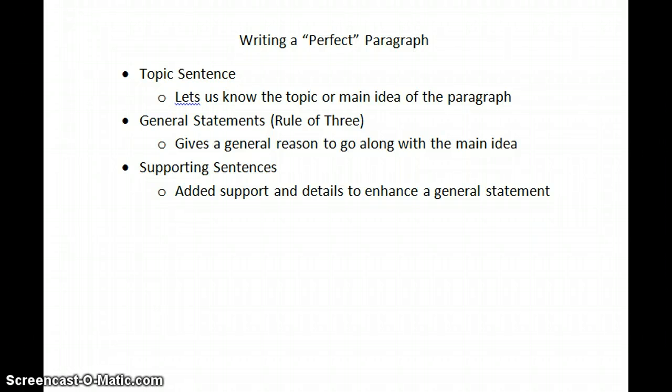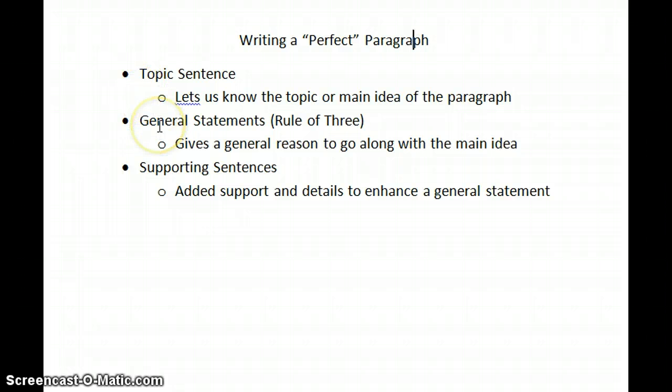The first things you need to know are what a topic sentence is, and then general statements and supporting sentences. A topic sentence is just a sentence at the beginning of the paragraph, or in this case at the beginning of a paragraph, that lets us know the topic or main idea of that paragraph.